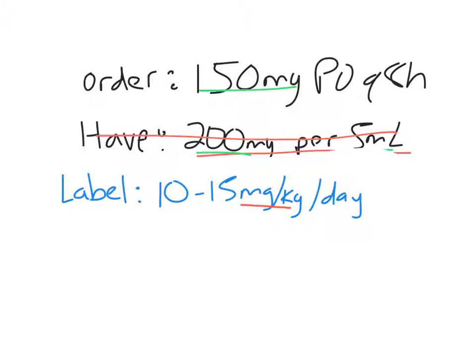So let's say we have a patient that weighs 65 pounds. For a patient who weighs 65 pounds, we need to first convert it into kilograms, because that label says milligrams per kilogram. So when I take 65 divided by 2.2, that tells me that this patient is 29.5 kilograms.